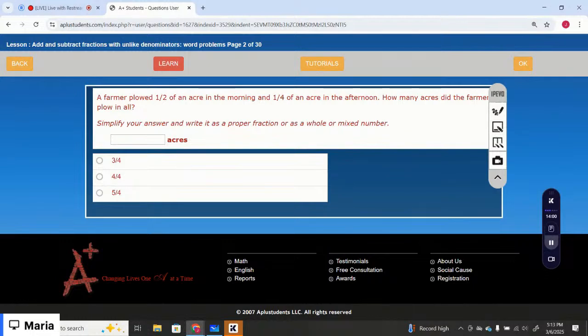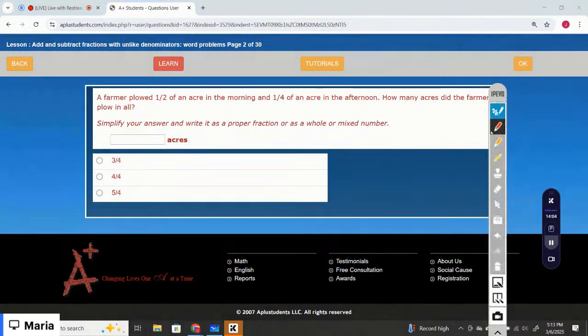A farmer plowed half of an acre in the morning and one fourth of an acre in the afternoon. How many acres did the farmer plow in all? So you need to add 1 by 2 plus 1 by 4. So first thing you have to do is make the denominator same.